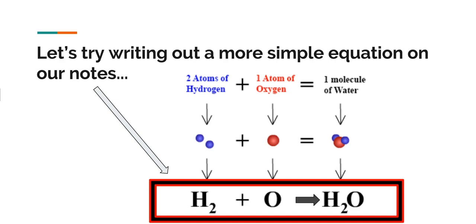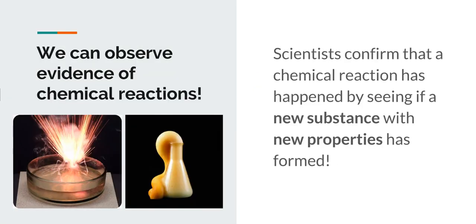That was a pretty cool explosion, but let's try writing out a more simple equation on our notes. For example, H2 plus O equals H2O. 2 atoms of hydrogen plus 1 atom of oxygen creates 1 molecule of water. A very simple chemical equation. Scientists can confirm that a chemical reaction has happened by seeing if a new substance with new properties has formed.